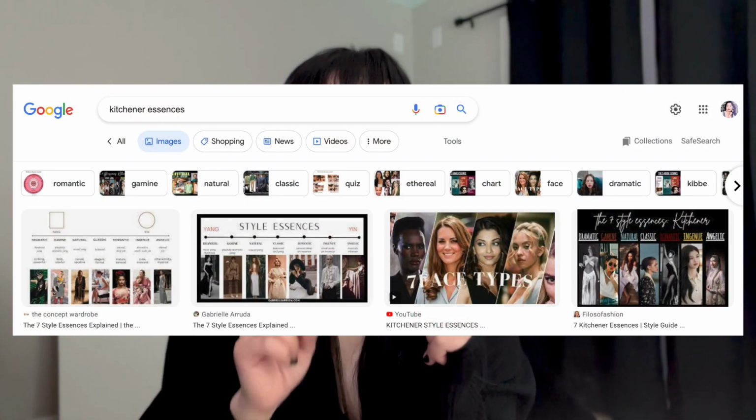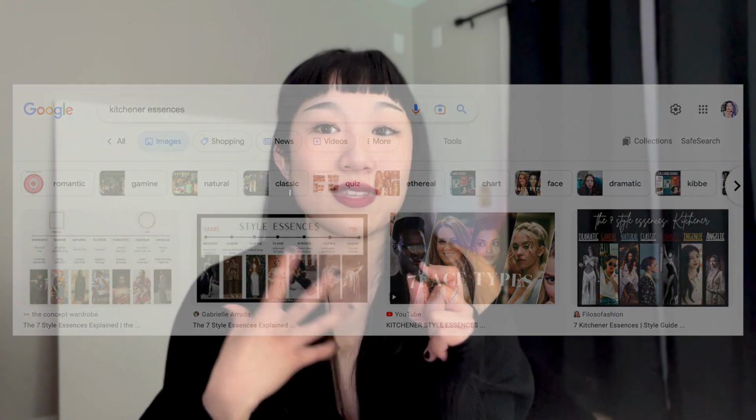When it comes to Kibbe body type, even David Kibbe himself has mentioned that the Kibbe body type only refers to the body. A lot of people agree with that and would refer to Kitchener essences when it comes to the face. In my opinion, I think she's a dramatic classic Kibbe, but has a prominent natural Kitchener essence.